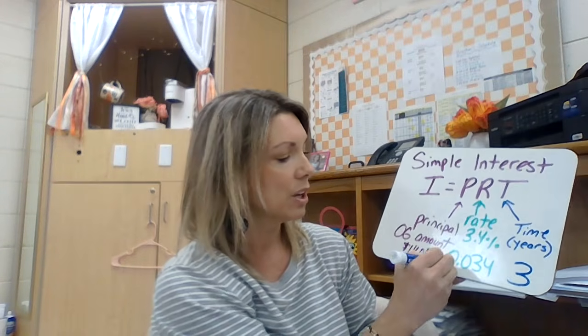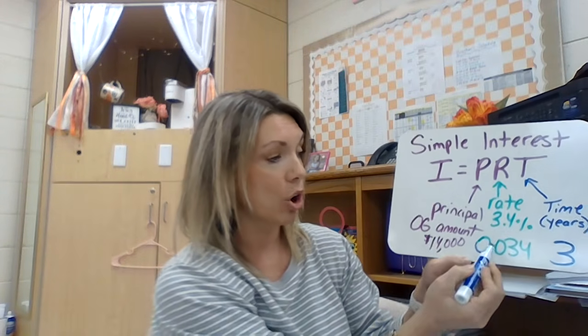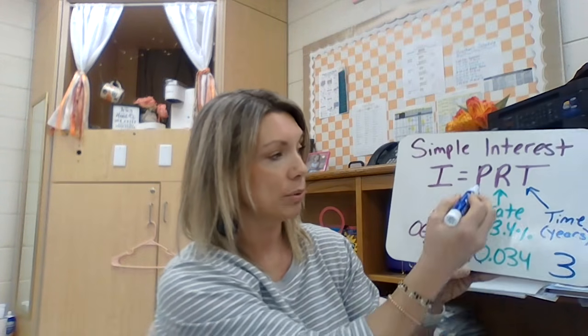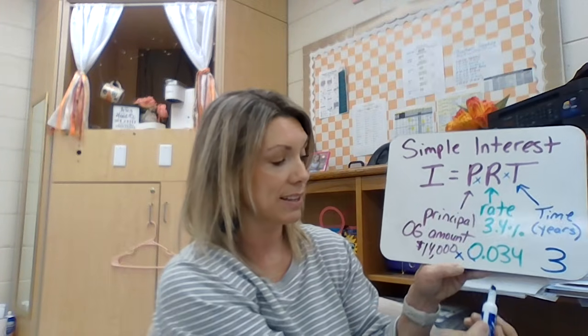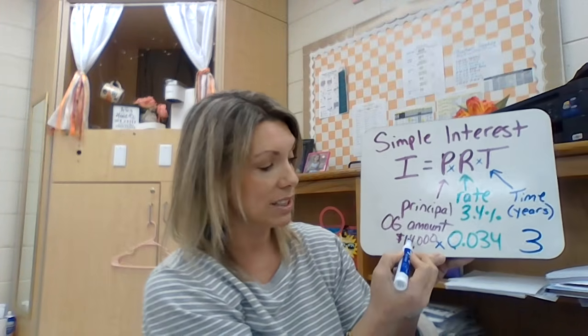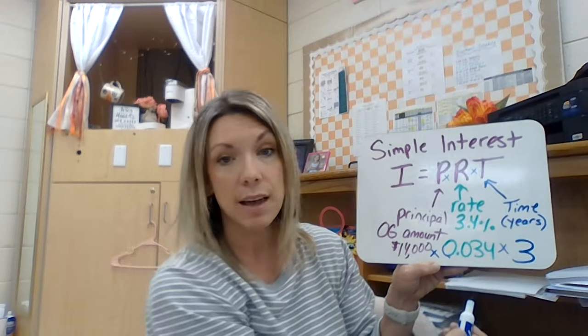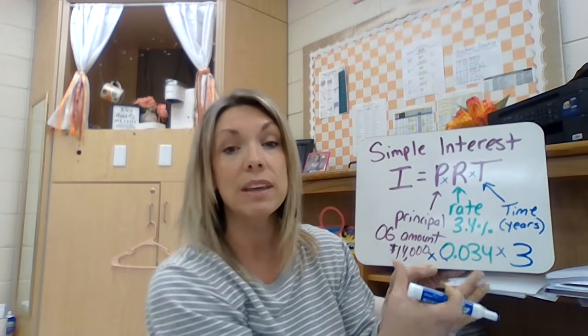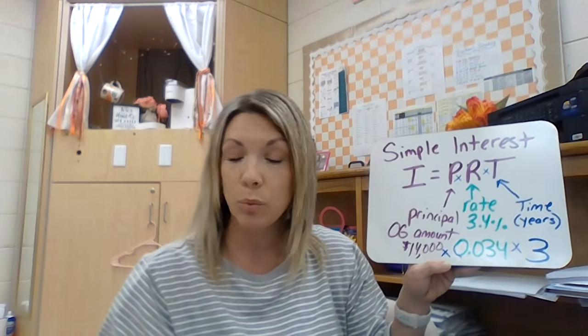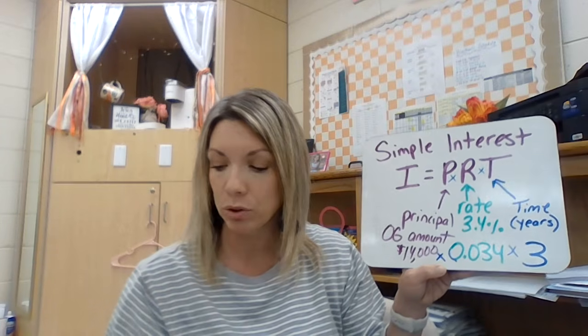Okay, so here, now we've got our P, our R, and our T. You multiply your P, R, and T to find simple interest. So you would do 14,000 times 0.034 times 3, and that would give you the interest that you would have to pay on top of your loan.